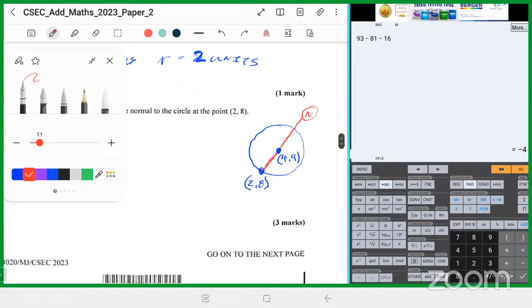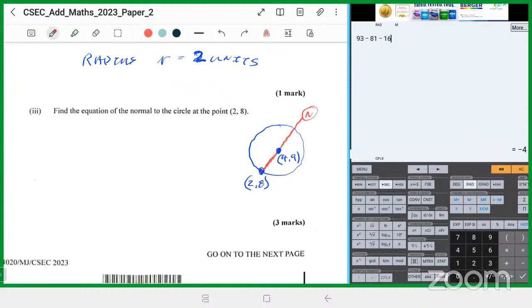All right, the normal passes through the center. Because I'm finding that red normal, I'm going to do the calculation in red. The gradient of the normal between these 2 points: the difference in the y values, that's 9 minus 8, over the difference in the x values, which is 4 minus 2. Subtract the values the same way, in the same direction. So this becomes 1 over 2. This is 1, and this is 2.